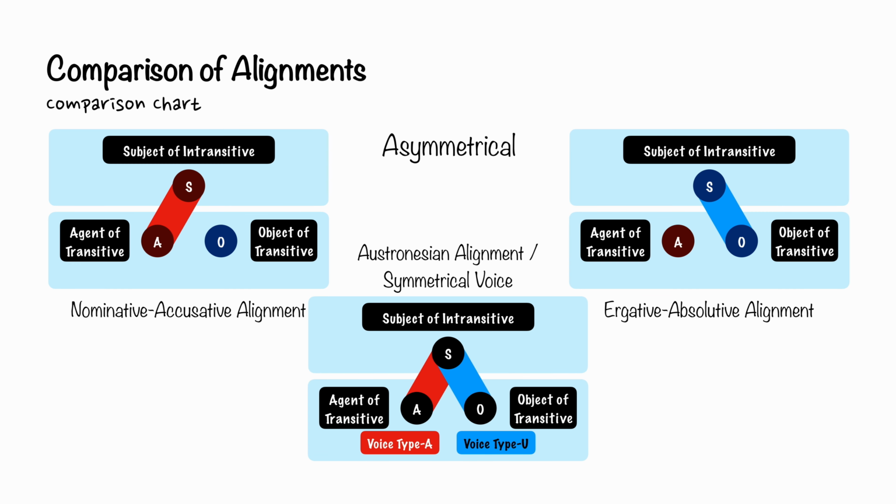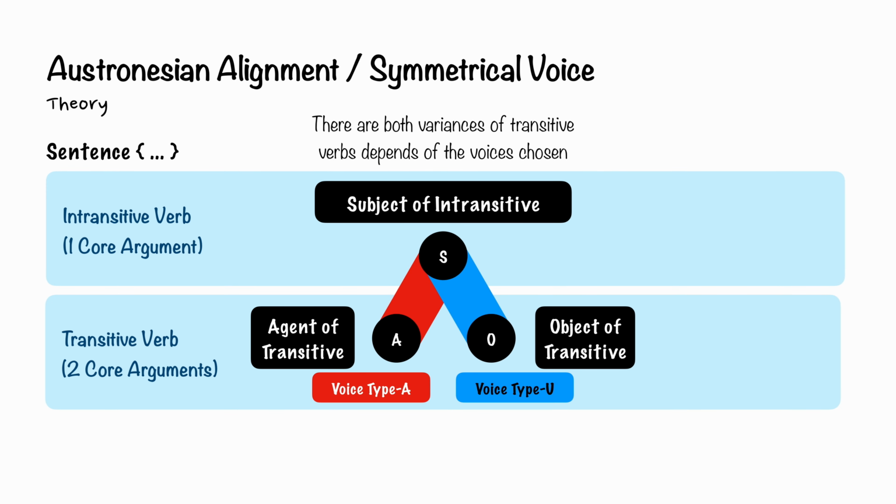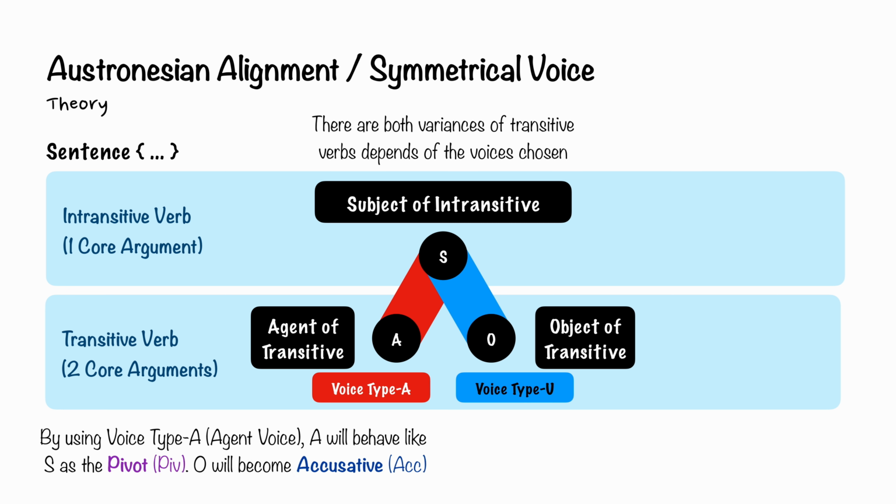Austronesian alignment or symmetrical voice is an alignment where both variants of transitive verbs exist and depend on the chosen voice. In the case where voice type A or agent voice is chosen, agent A will behave like subject as the pivot of the sentence. In this situation, object O will behave differently and become accusative.